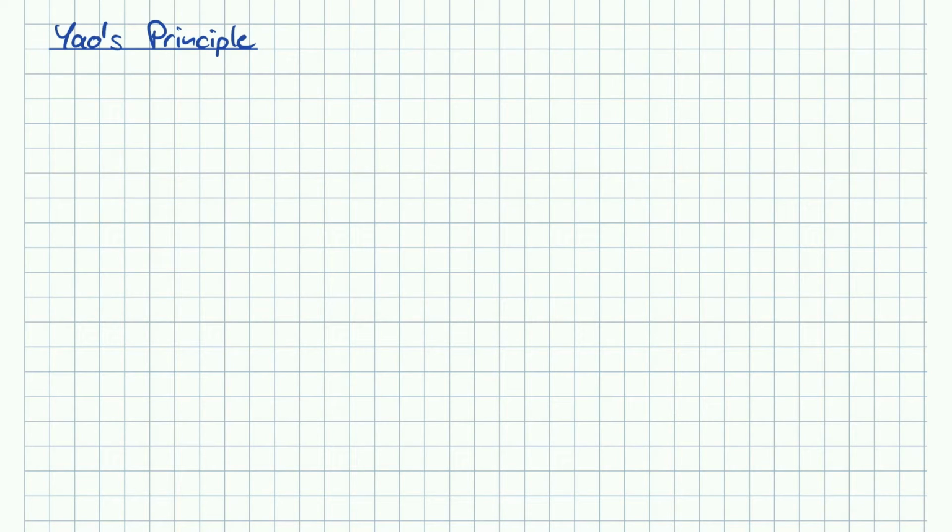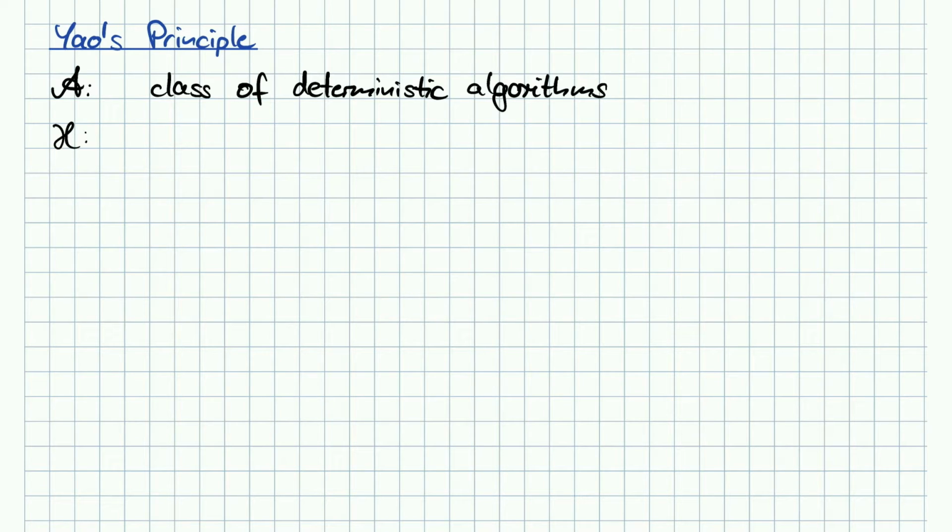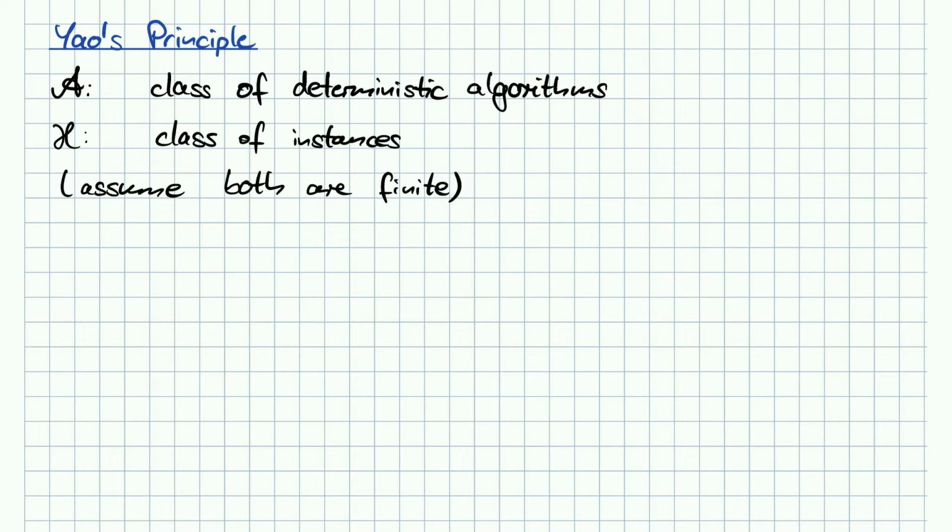To define Yao's principle, we first need some basic definitions. Namely, we'll have script A as a class of deterministic algorithms, and we'll have script X as a class of instances. We assume both are finite. This is actually not crucial, but it just simplifies our life today. Indeed, we could also do this with infinite classes, but to keep things simple today, let's just assume those are finite.